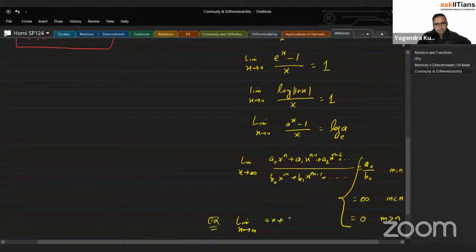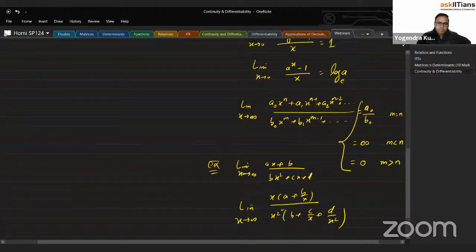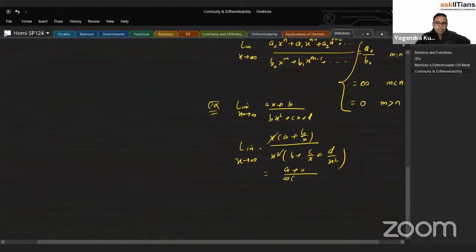Suppose it is there ax plus b, and down I have bx square plus cx plus d, right? Something like that, right? So what I'll do here, x common, a plus b by x. Down x square common, I'll get b plus c by x plus d by x square, right? Limit x tends to infinite. So what happens? This x will get cancelled. We'll apply the limit. So this will become a plus 0, and down it will become what? Infinite into something, right? Infinite into something, b.